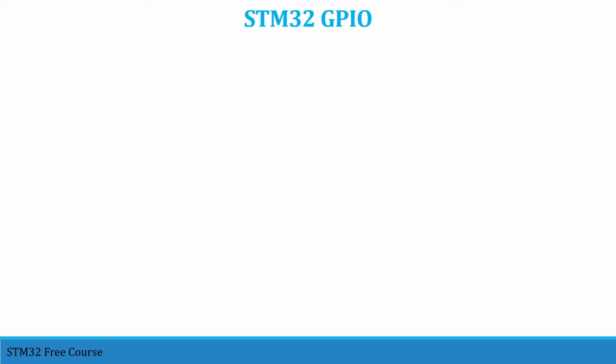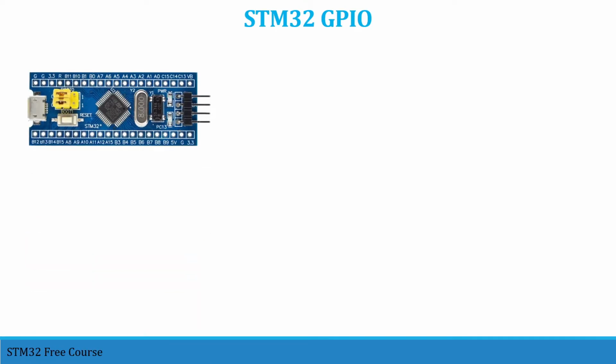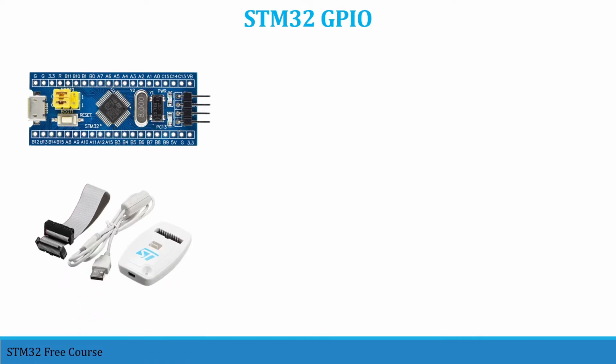In this course you will learn how to create embedded system projects using STM32 microcontroller with all its features. Start with STM32 GPIO. In this first course I will use the famous blue pill board based on STM32 F103. Of course you can use other STM32 boards, you can use Nucleo, Discovery, or any other evaluation board. And we will need a debugger hardware for debugging and downloading the program into the STM32 flash memory.